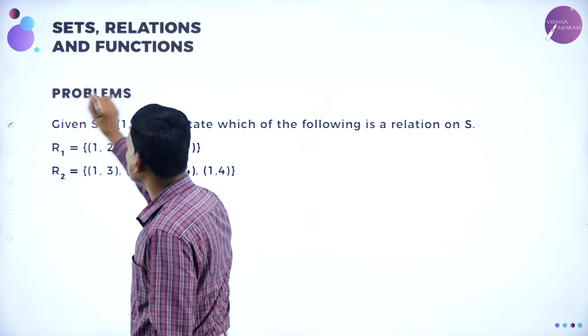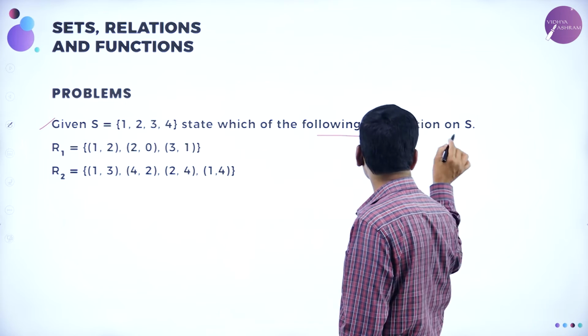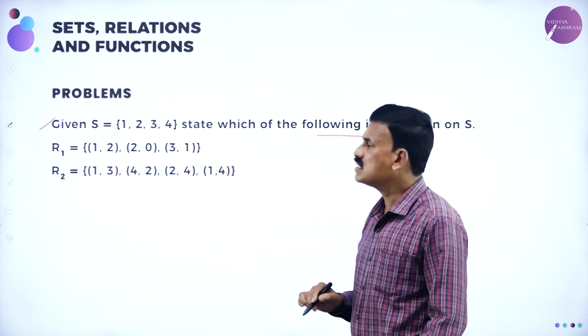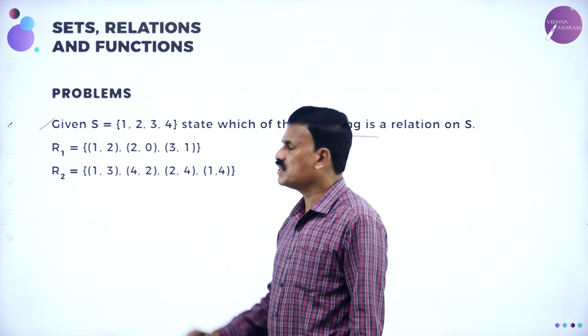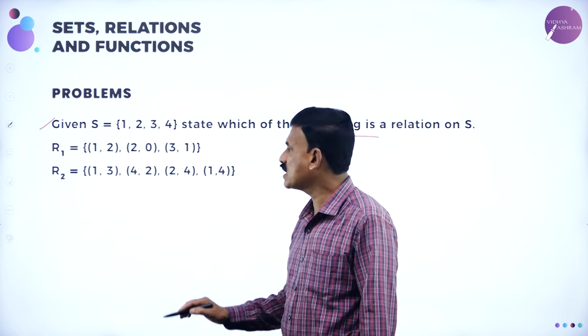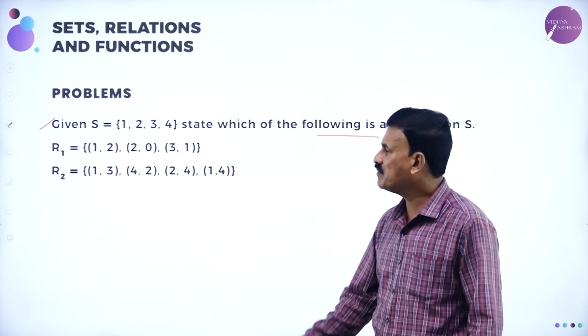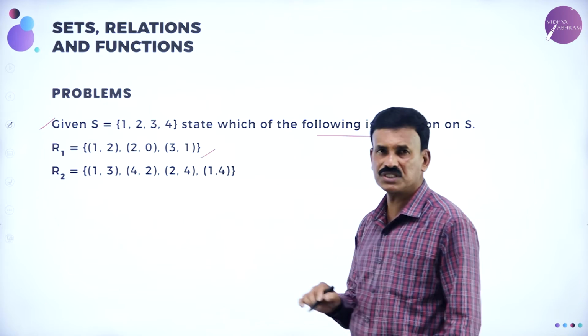Now, let us come to the first problem. Take the first example. Given S is equal to {1, 2, 3, 4}, state which of the following is a relation on S. What is given here? R1 is equal to {(1, 2), (2, 0), (3, 1)} and R2 is equal to {(1, 3), (4, 2), (2, 4), (1, 4)}. Now, verify whether R1 and R2 are relations or not.